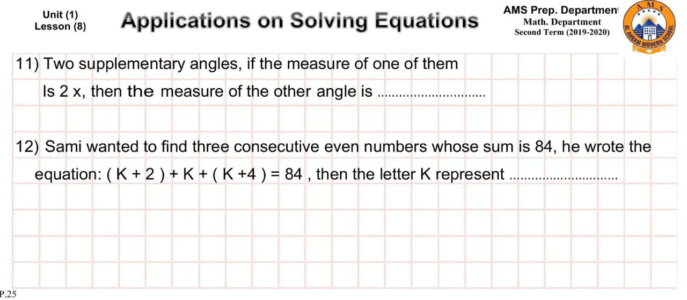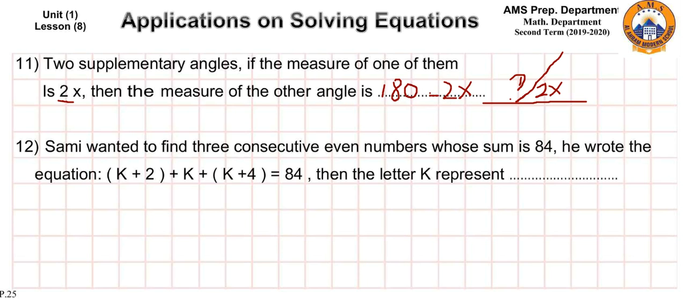Exercise 11, page 25. You have two supplementary angles. If the measure of one of them is 2x, then the measure of the other angle is, all of us know that supplementary angles are two angles, the sum of them is 180. So if we have one of them as 2x, the other one will be 180 minus 2x, right?